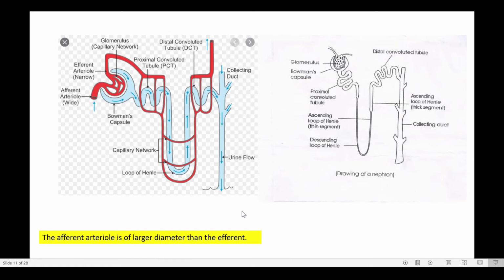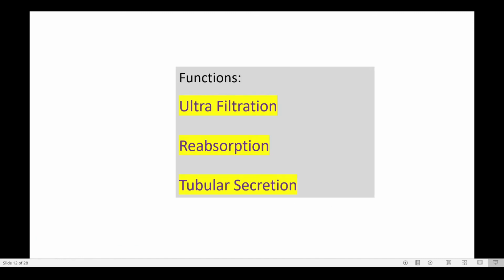So what happens is this rich blood capillary has two vessels. One is known as the efferent arteriole, which is narrow in comparison to the other one, the afferent arteriole, which is wider in nature. This structure helps in ultrafiltration. There are three main functions of the nephron. Number one, ultrafiltration.